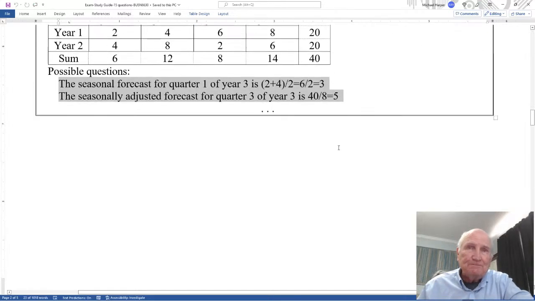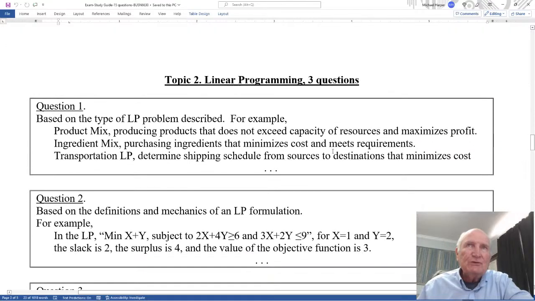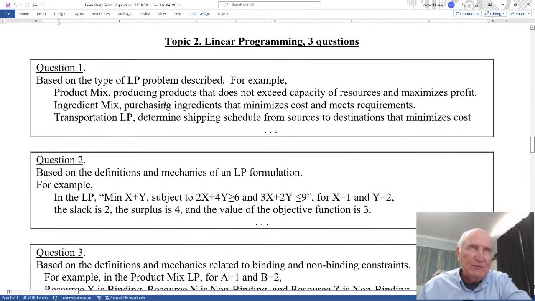So that's topic 1. Topic 2 is linear programming, approximately 3 questions. Question 1 is qualitative. Based on the type of LP described, question 1 will be based on the type of LP described. Identify the type of LP. For example, a product mix is producing products that does not exceed capacity of resources and maximizes profit.